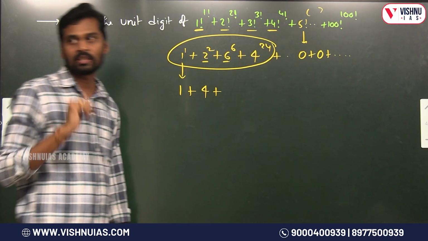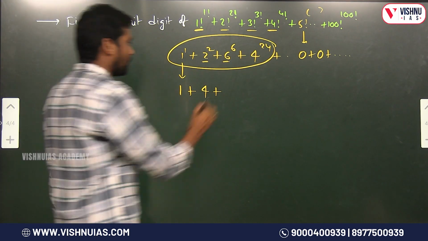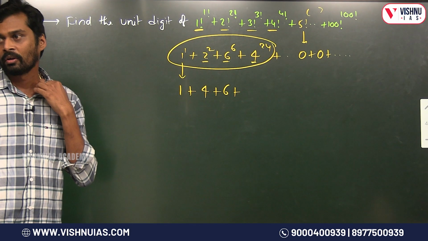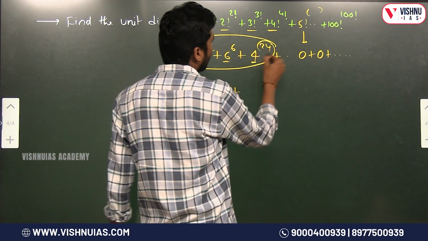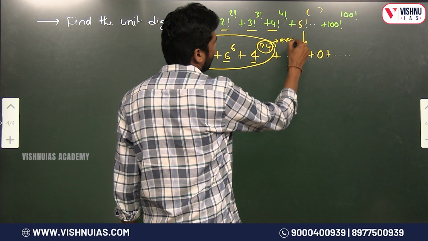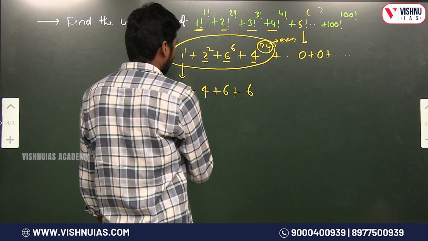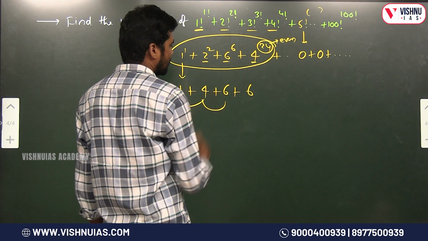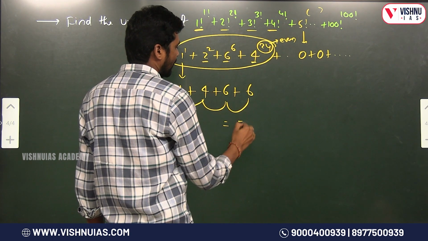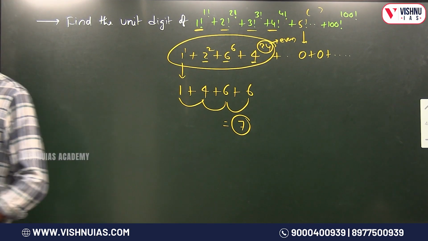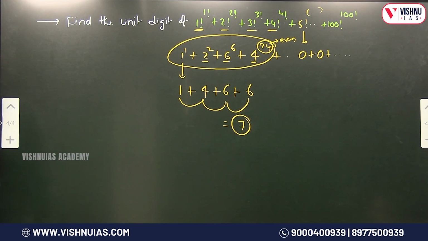By the way, what is the logic for 6? 6 only. Okay, now the number ends with 4. What is the logic for 4? Power. Power, is it an even number or odd number? Even number. Even number means 4 square is 6. Now, 1 plus 4 is 5, 5 plus 6 is 11, 11 plus 6 is what? 17. 17 means what is the unit digit? 7. Okay, so the answer is 7. Yes, it's 7.